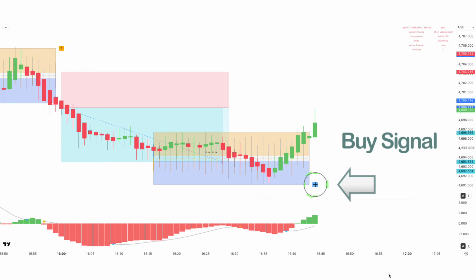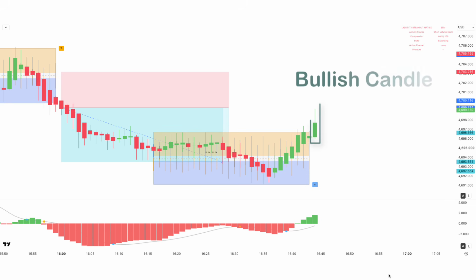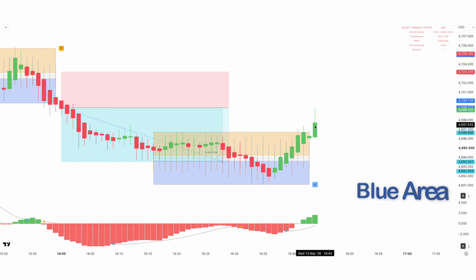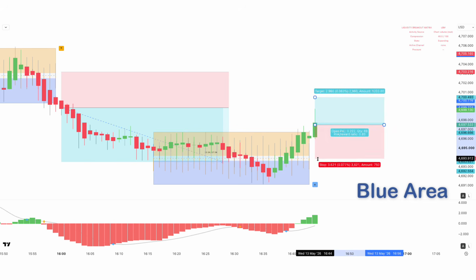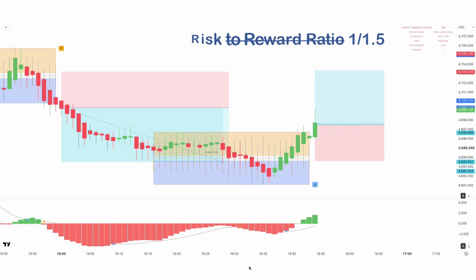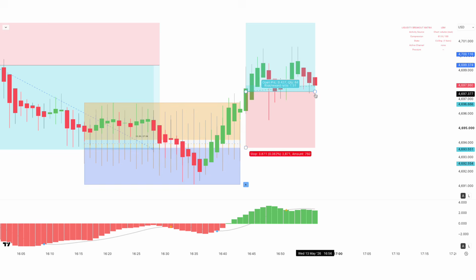Here, the Liquidity Breakout Matrix arrow up is a buy signal. Here, the Linear Reg MACD indicator shows green columns. Here, the market has made a bullish candle to give confirmation. So all our conditions are fulfilled, so we are placing an order to buy. Our stop loss is to be placed at the blue area, and the risk to reward ratio will be 1:1.5. Let's see what happens to our trade. Our trade is running in profit.